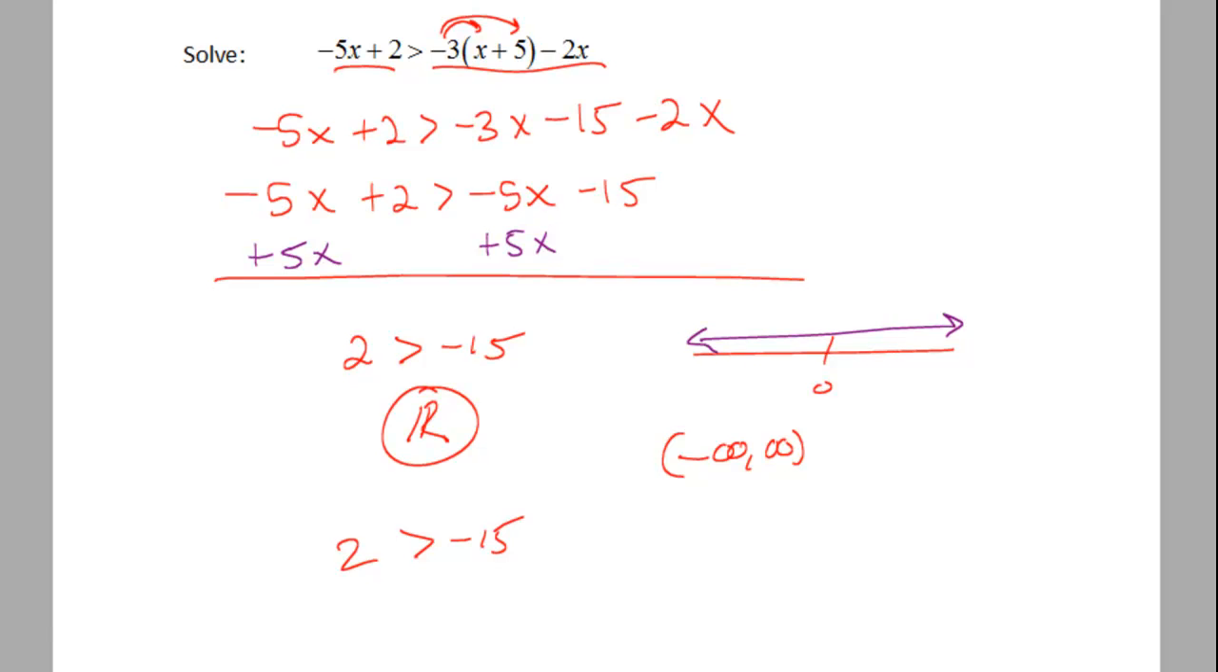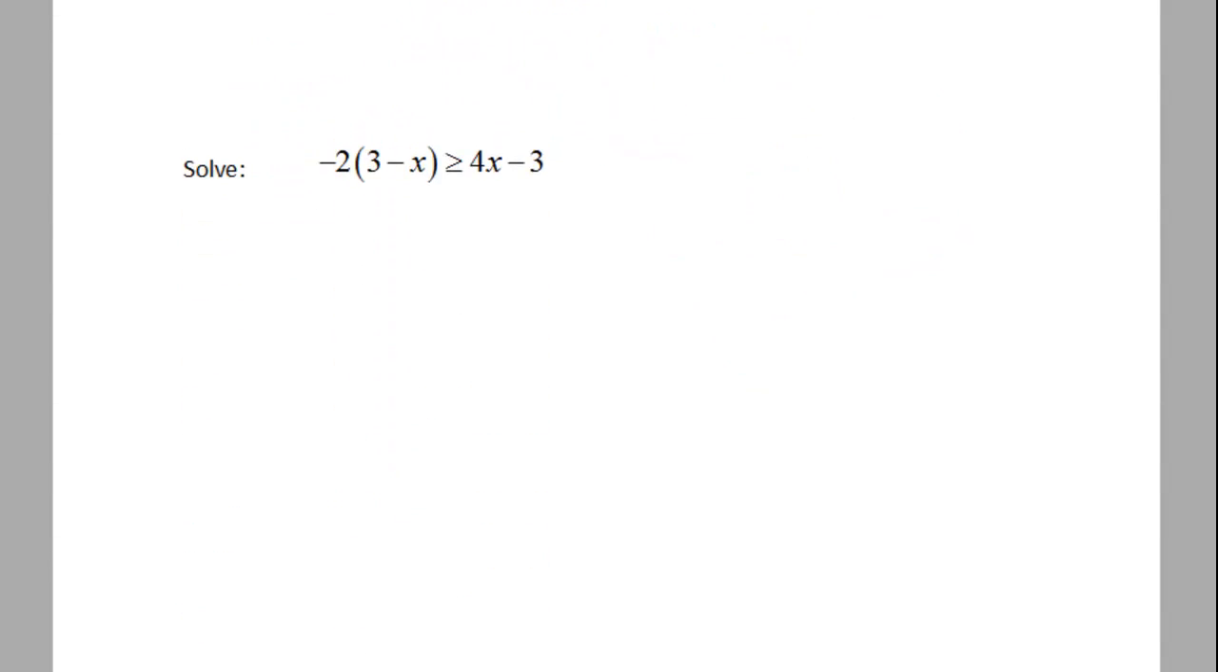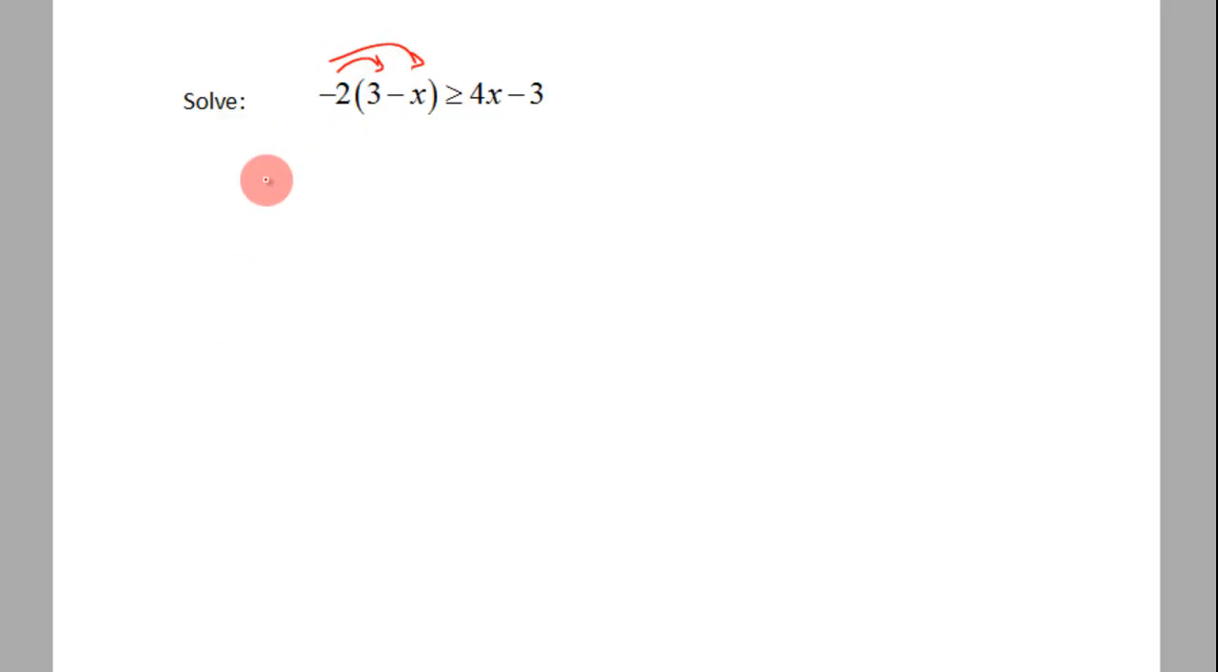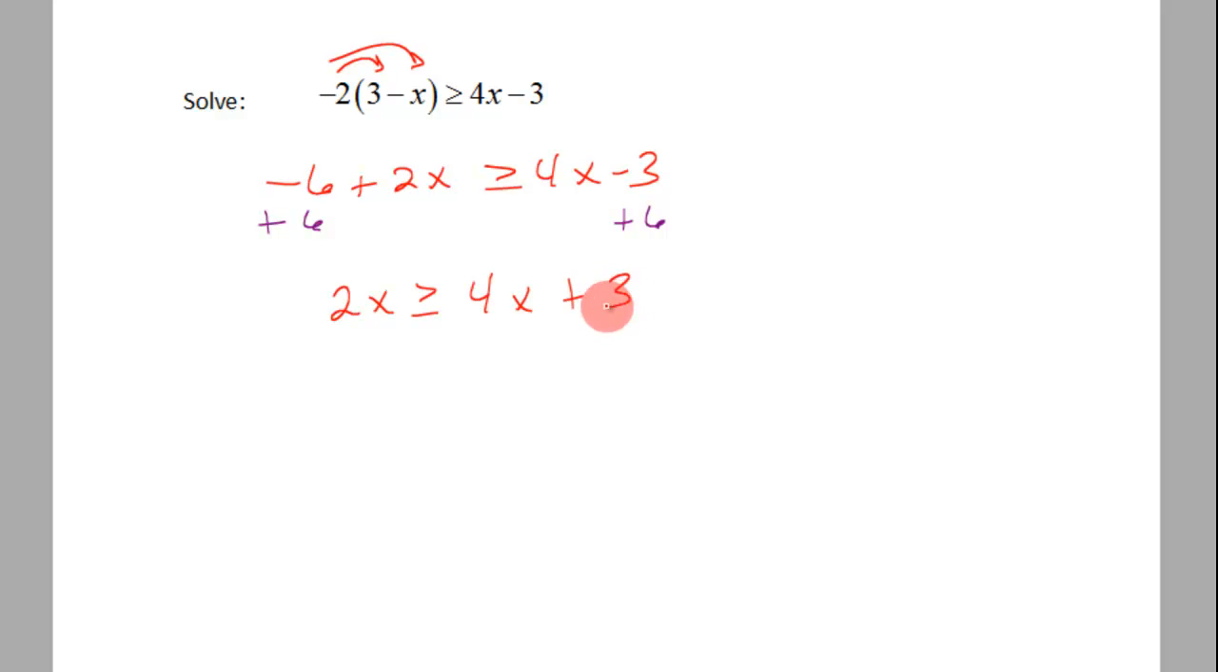All right, well, let's have you try one here. So pause the video and see if you can solve this one for x and write it in interval notation and graph it. Okay, we're back here. I'm going to solve the problem. Distribute the negative 2, negative 6 plus 2x greater than or equal to 4x minus 3. I'm going to add a 6 to both sides. 2x greater than or equal to 4x plus 3.